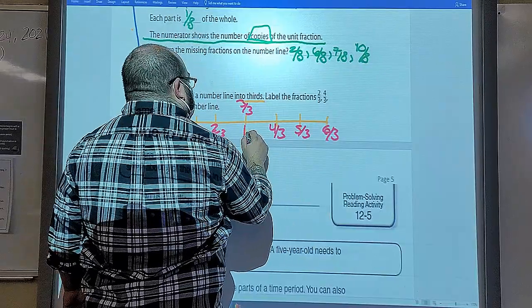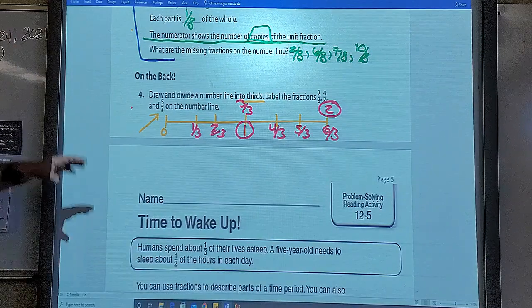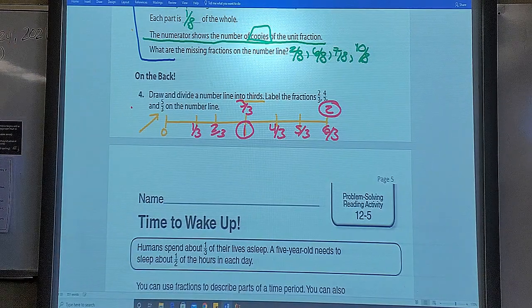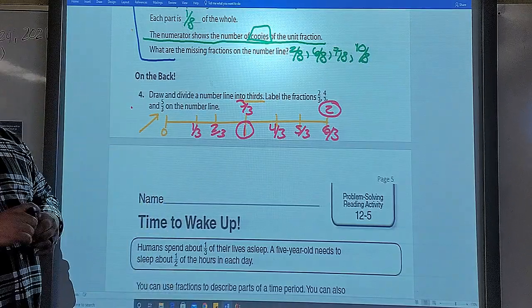So this is 1. This is 2. We actually just did 2 holes as an example there, right? Here we go. 6 thirds is also a half. That is exactly right. It can be. Yep. Go ahead and go.